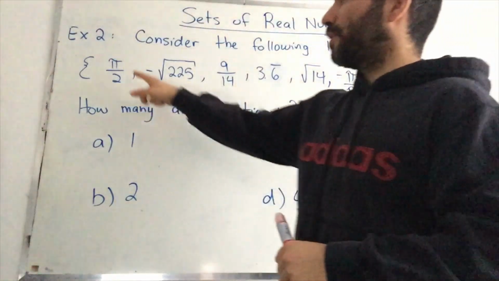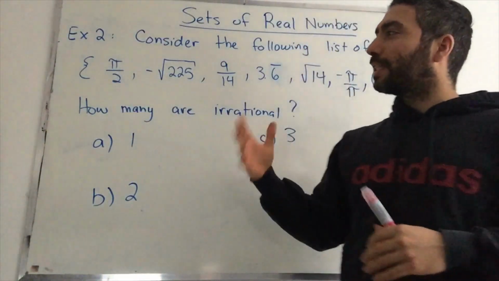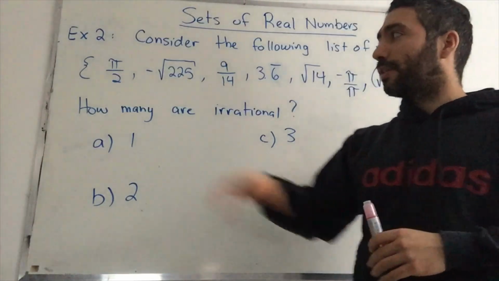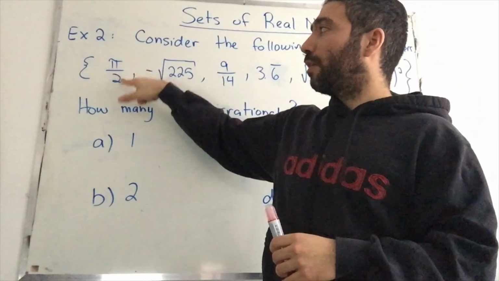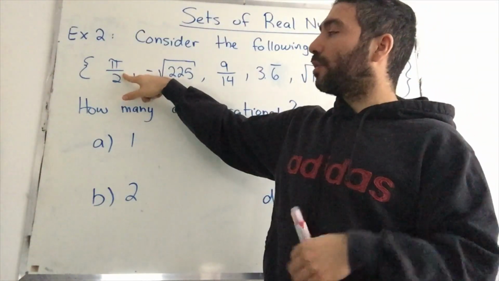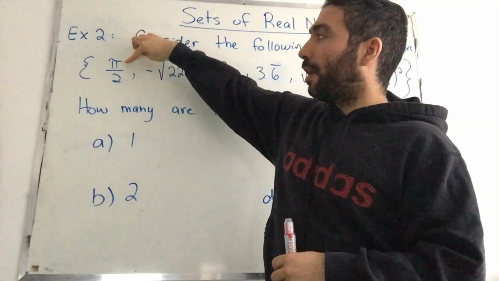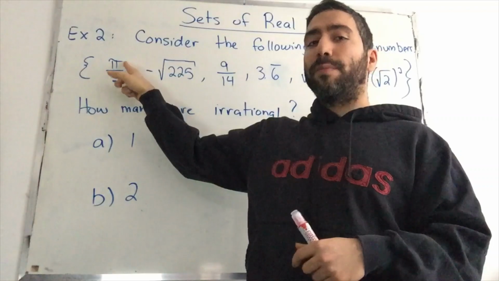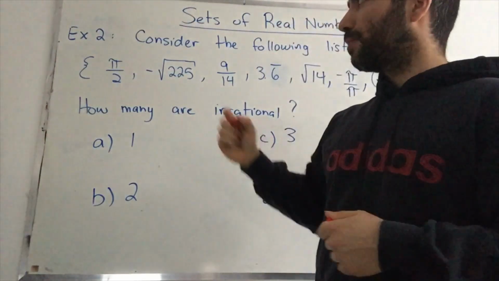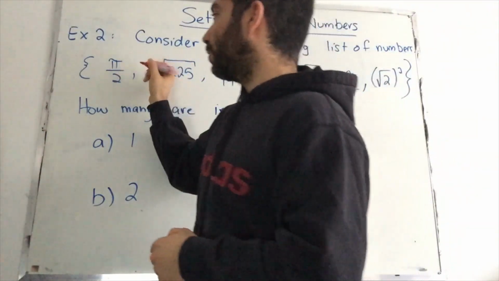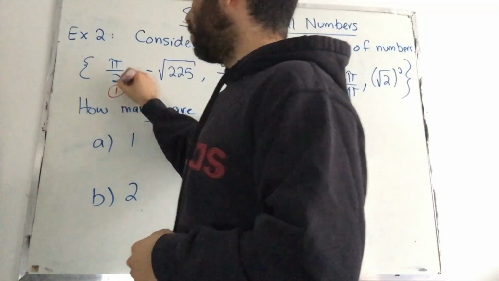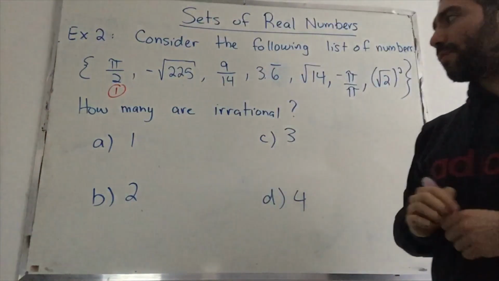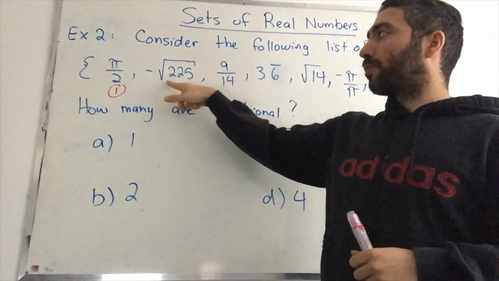The first number we have is pi over 2. We've seen this example. It looks like a fraction. They're trying to trick us, but don't fall for it because it's not rational. Because in order to have a rational, again, the numerator and the denominator have to be whole numbers. In this case, pi is on top. That's not a whole number. It's a decimal. So this one here is irrational. So let me put a little 1 over here. That's our first one.